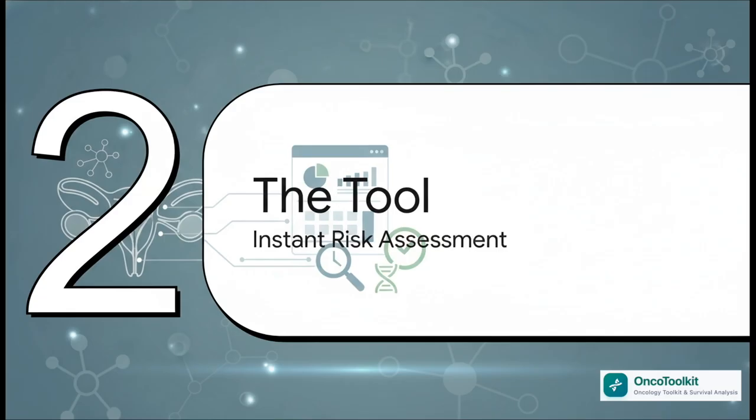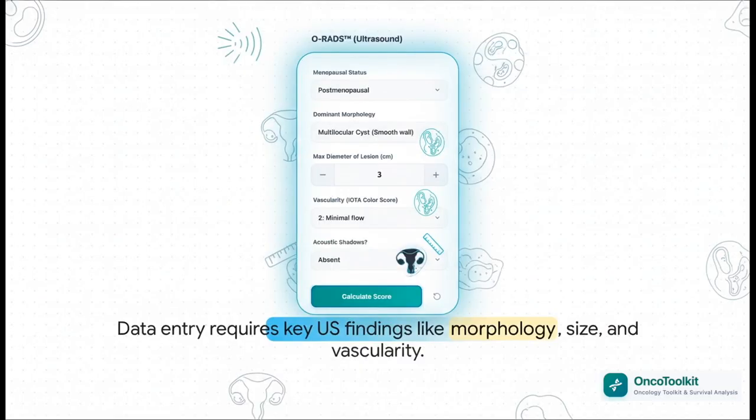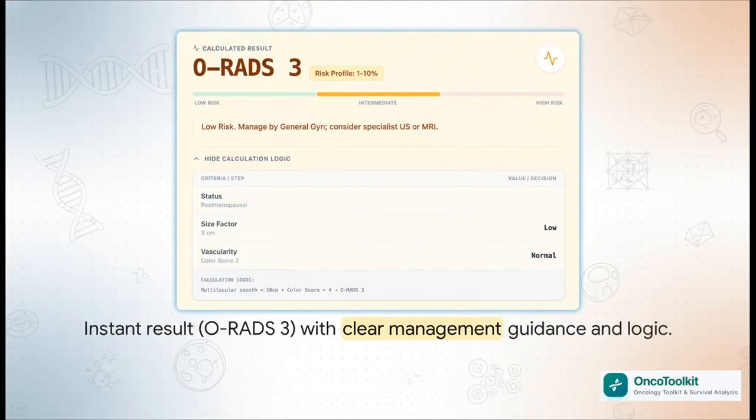All right, so now that we've got the science down, let's see how the Oncotoolkit calculator completely automates this whole evidence-based workflow in a matter of seconds. The input could not be more straightforward. As you can see right here, it asks for exactly what you'd expect, the key parameters straight from the ultrasound report. You put in the menopausal status, morphology, lesion size, and the IOTA color score for vascularity. That's literally it. And bam, instantly, you get your result. In this case, it's an O-RADS 3. You see the clear 1 to 10% risk profile and the explicit management recommendation right there.